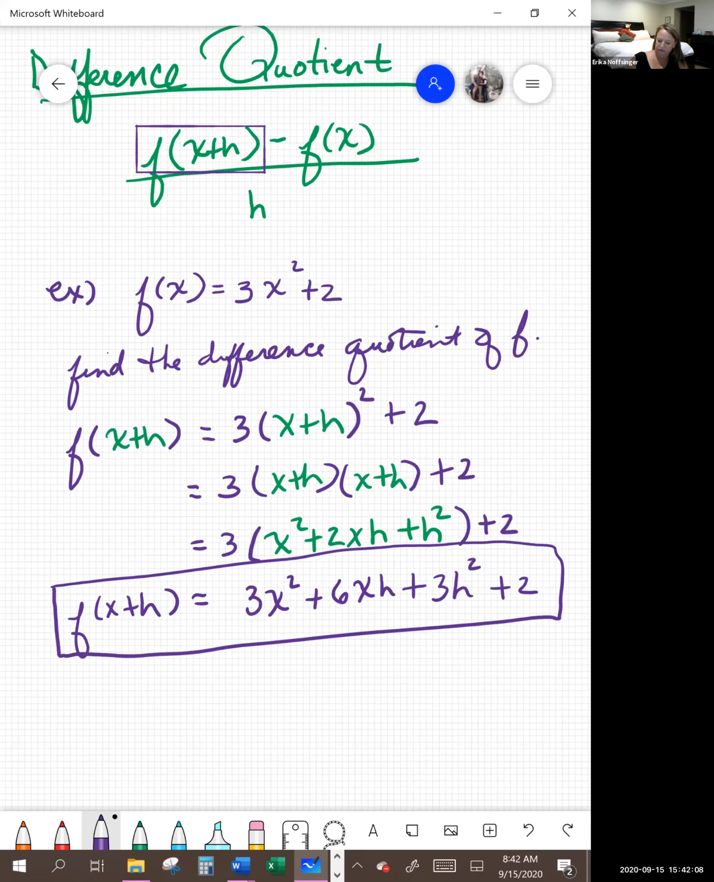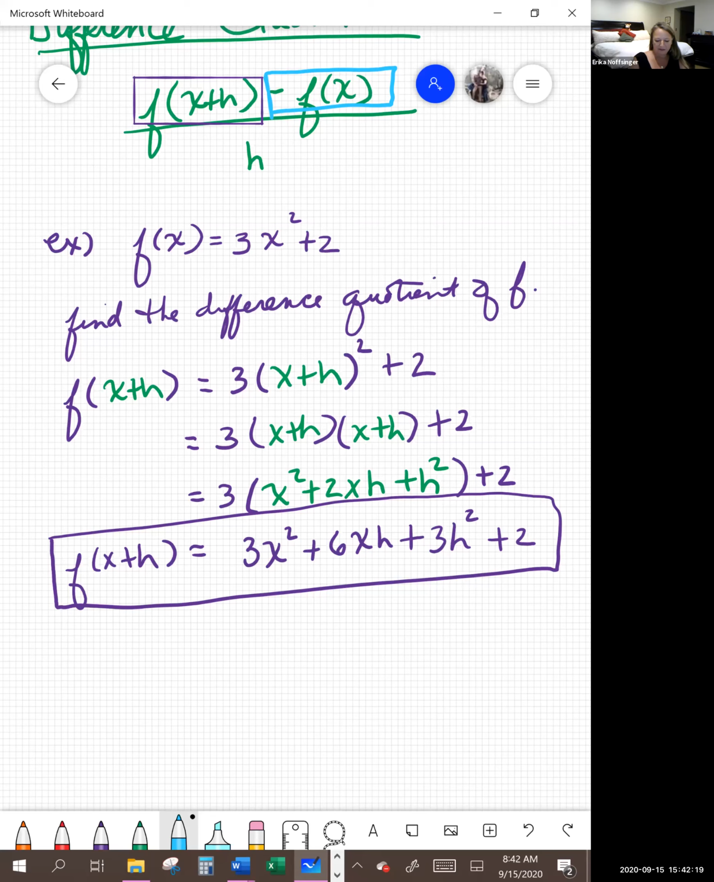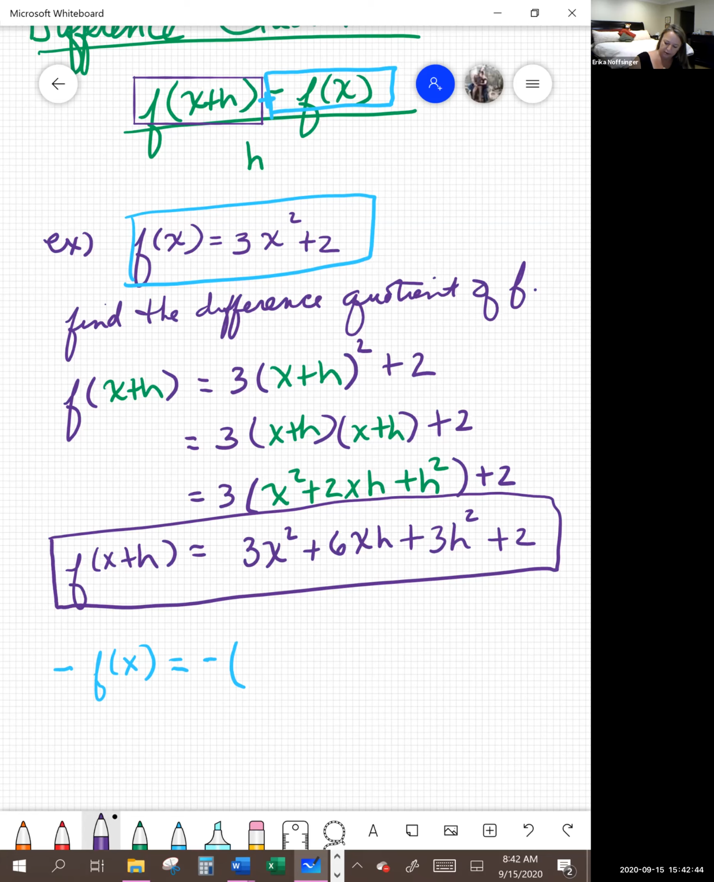Now if we look at this minus f of x. Careful, because it's really, if we do that that way, it's like there's a plus in here. If I look at negative of what my f of x function is. Basically, I'm putting a negative out front, and I'm multiplying it to my whole function, which is 3x squared plus 2. If we distribute our negative sign, we get negative 3x squared minus 2.